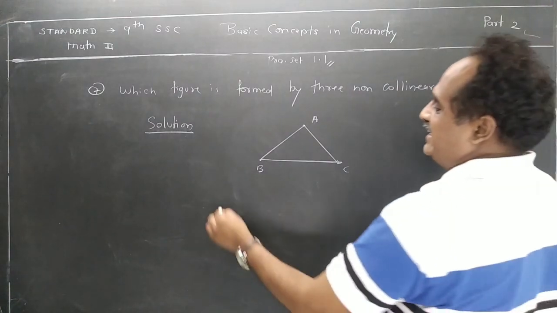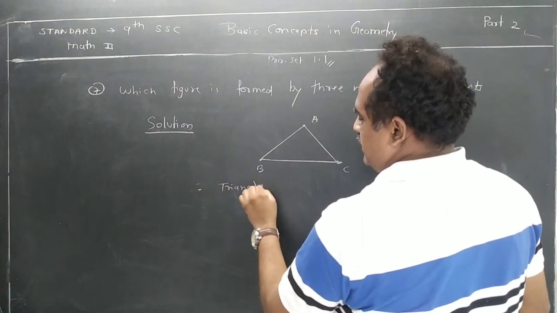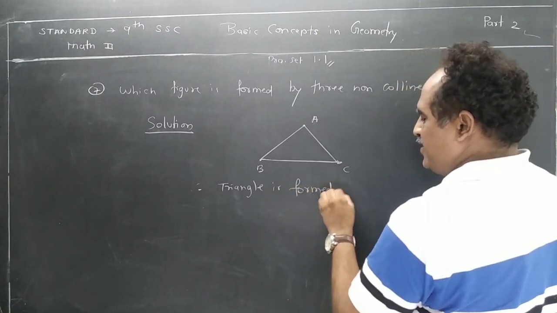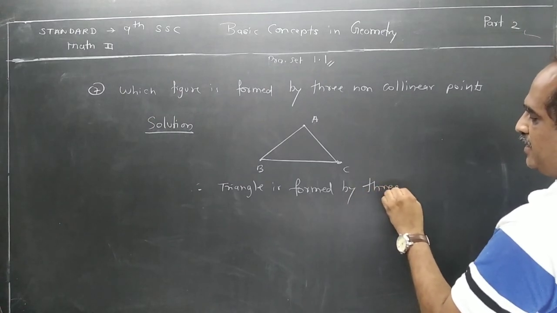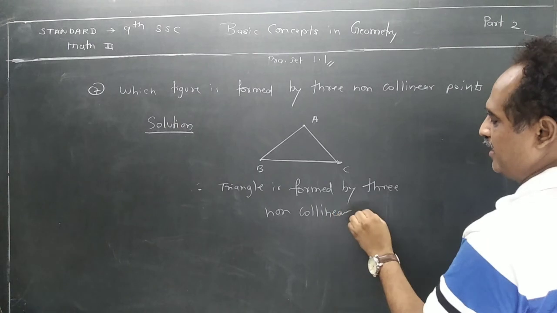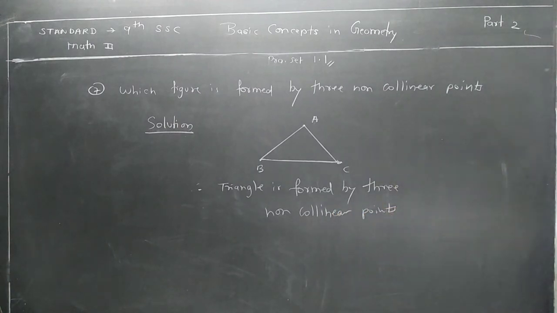So what can I write then? Triangle is formed by 3 non-collinear points. This will be a 1 mark question, but you have to draw the figure and you have to explain it.